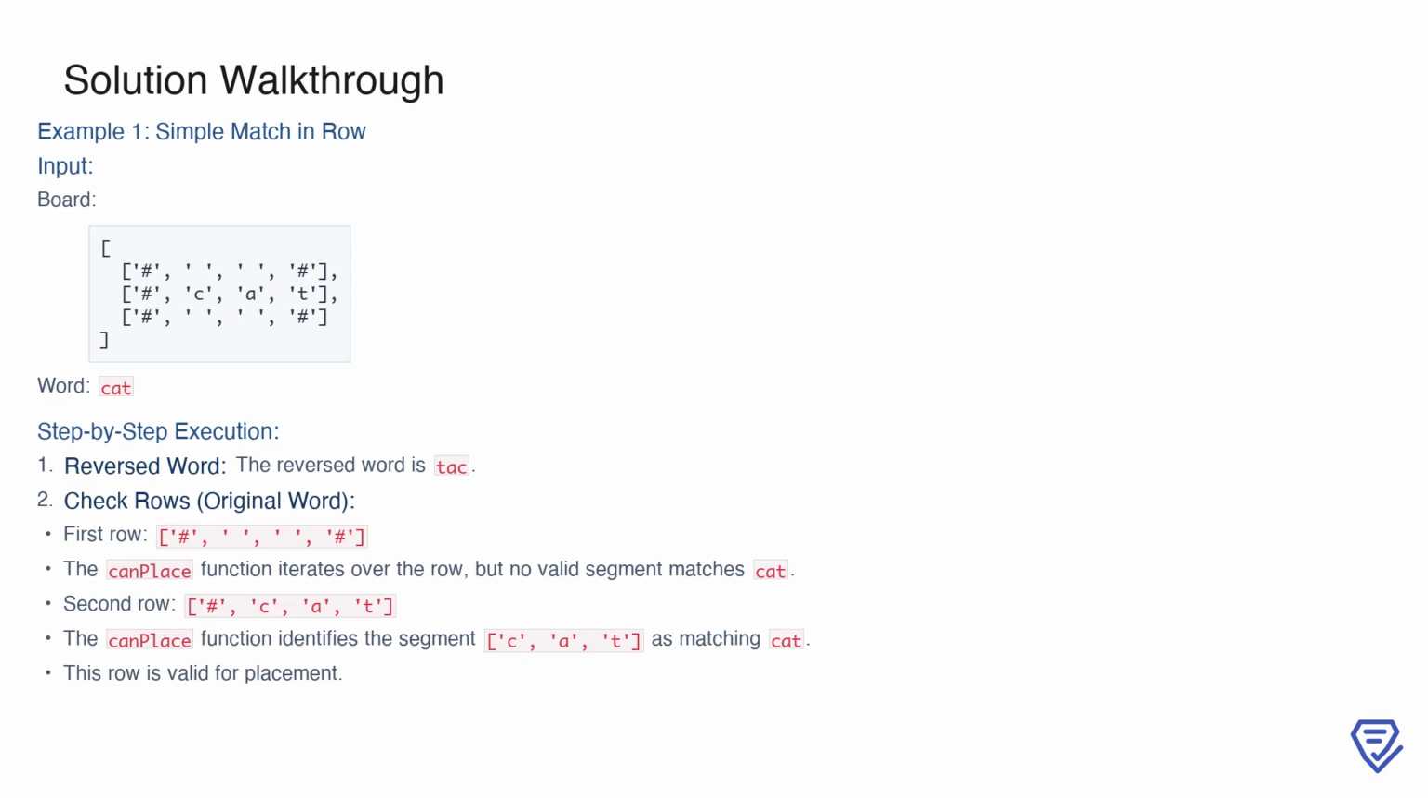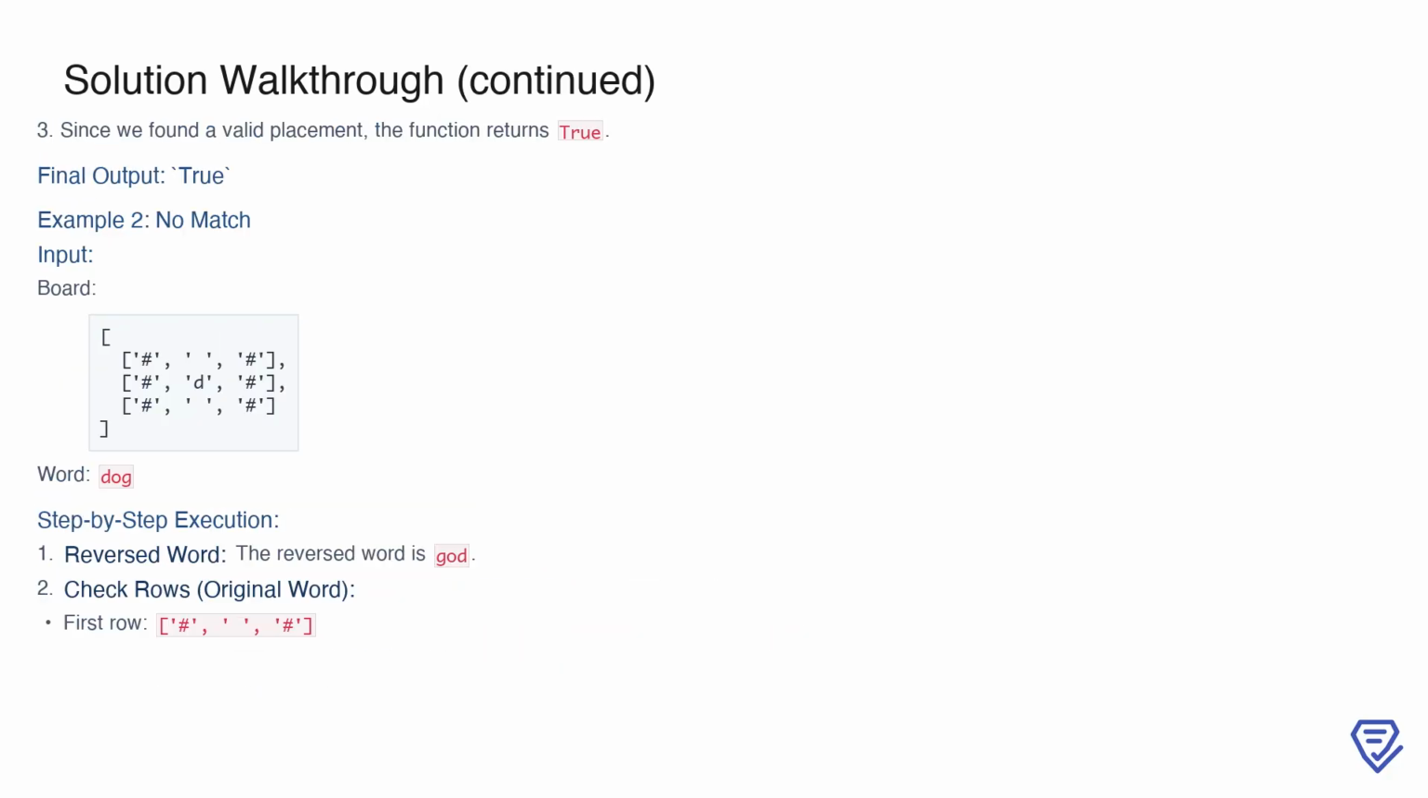Then, we check each row for a valid placement of the original word. In the first row, the segment is not a match for cat, so we move to the second row. Here, the sequence T matches the word, so this row is valid for placement. Since we found a valid placement, we can stop further checks and return the result. Now that we've confirmed a valid placement, the function returns true for this example.